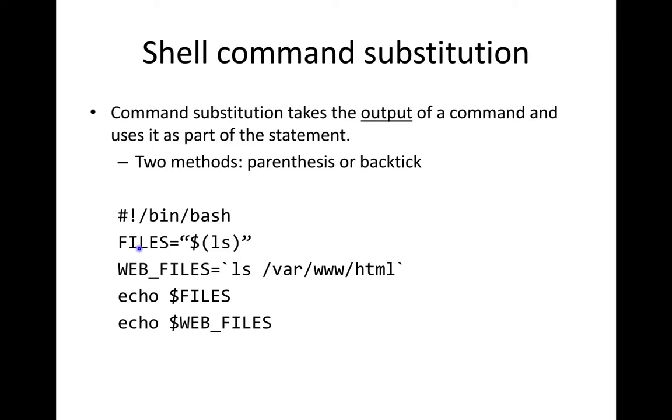Pretty cool. The second variable is web_files. And this is doing essentially the exact same thing, but instead of using $ parentheses, we're going to use the backtick character. The interpreter will run this command, which will list the contents of the directory /var/www/html, and that list of files will be stored in the web_files variable. Each one of these variables is then going to be printed out to standard output by the script.